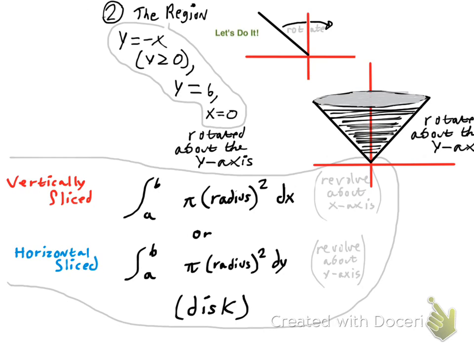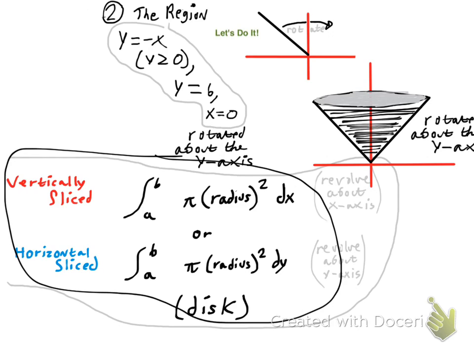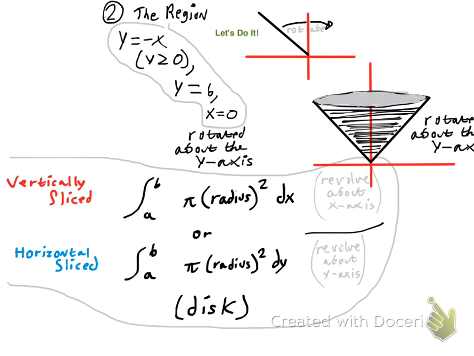But so you have to use one of the calculus formulas here, either vertically slice or horizontally slice, which those things should help us. So it says revolve about the y-axis, so that means we're going to be using the second formula, for horizontally sliced.